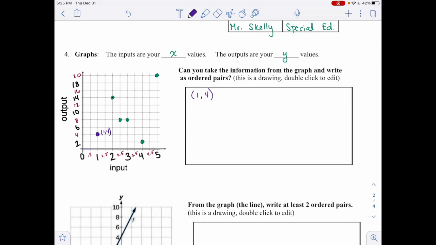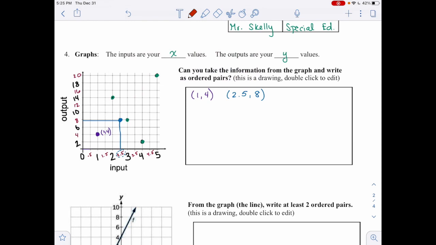Right, then if I move, it doesn't matter what order you go to these. I'm going to move here next. If I follow this over, the x is 2.5 and the y is 8. So this one is 2.5 comma 8.